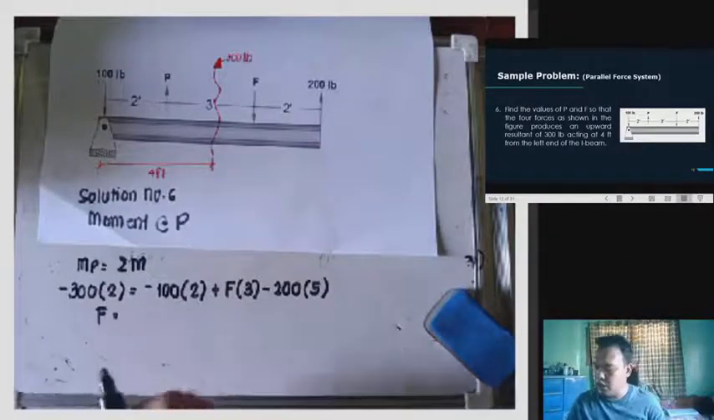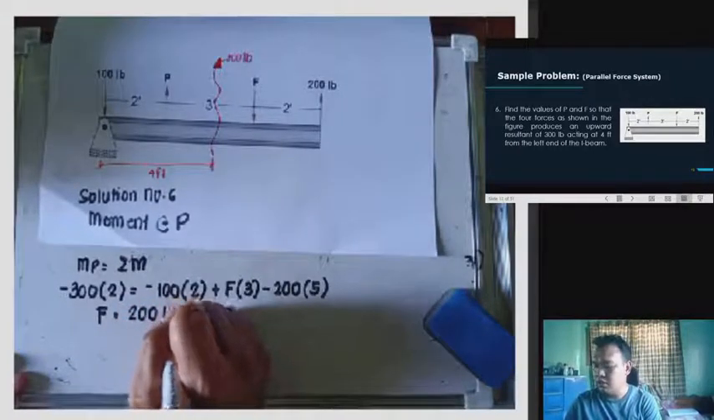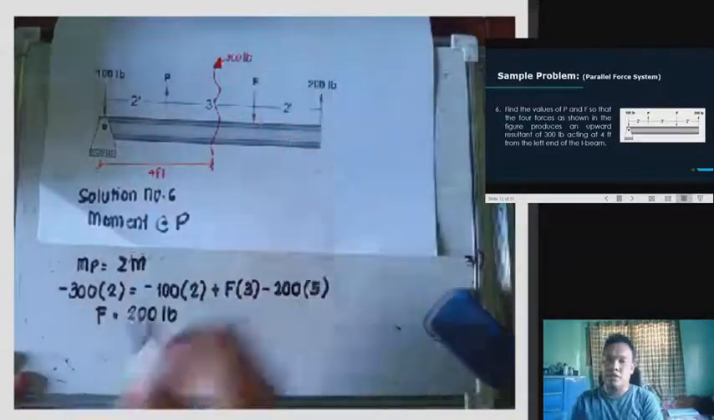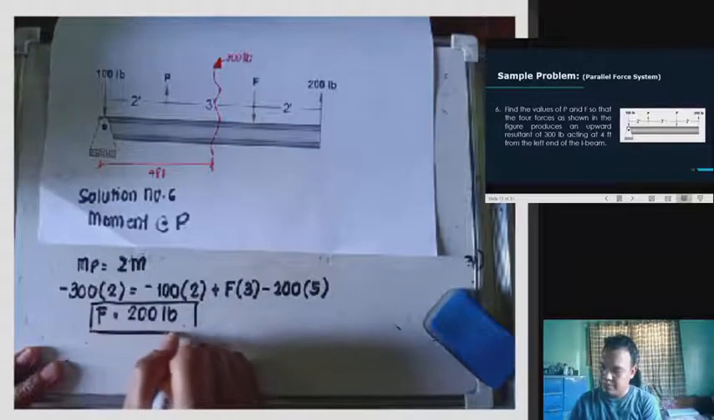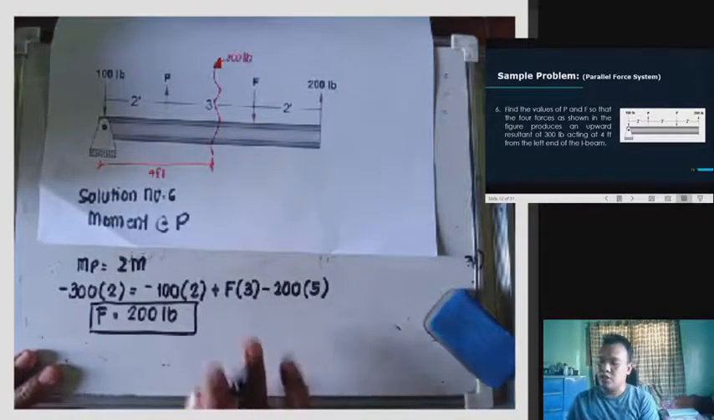So we have here 200 pound force na F, no? Ibig sabihin going down talaga siya. Kasi positive yung sagot natin. Okay?